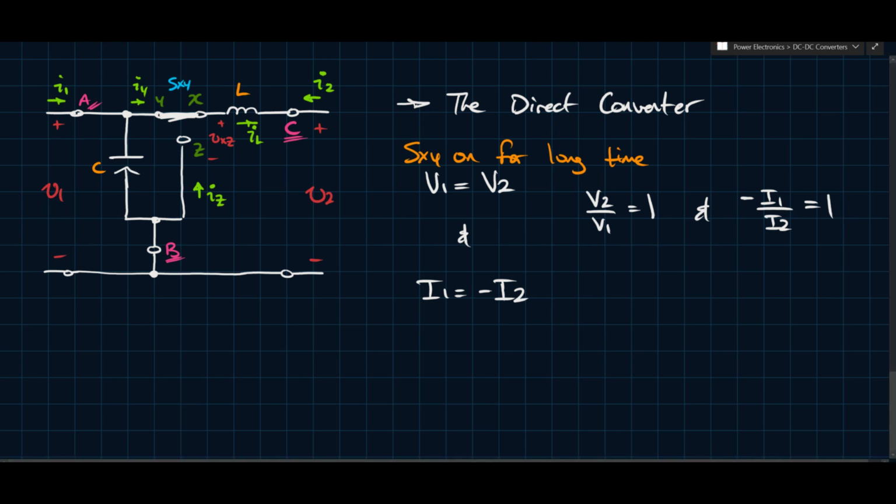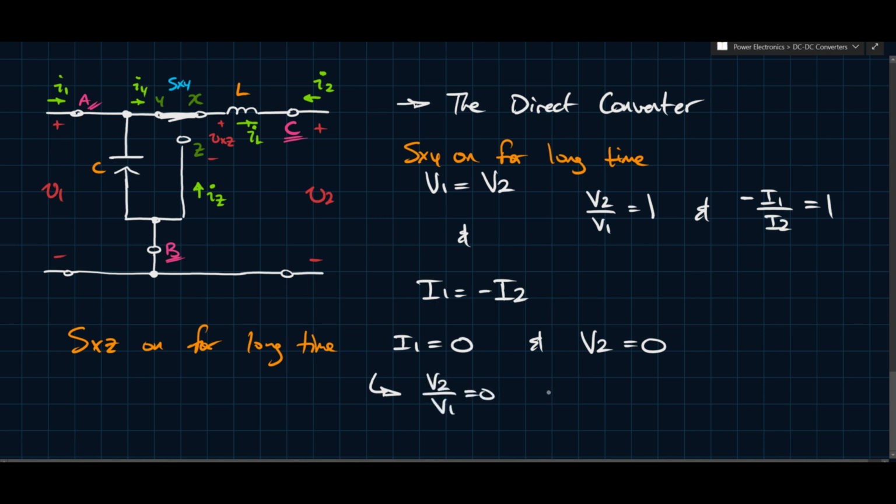But the next thing we want to look at is what happens if SXZ is on for a long time. What does this do for us? In a case like this, we see that I1 is going to equal 0, and we see that V2 is going to equal 0. If that's the case, then V2 over V1 must be 0, and minus I1 over I2, just to be consistent with what we had last time, is also equal to 0.